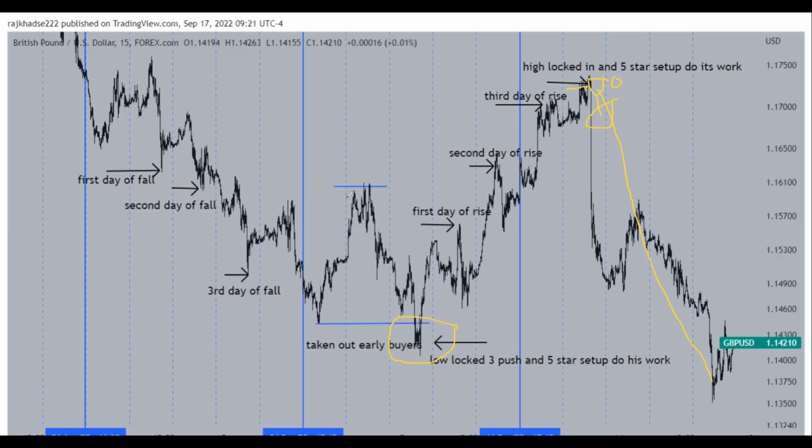This is a 5-star setup because this is the previous week's high. You've already broken into that. This is the current week's high. You've already broken into that. This is the second day's high. High has been locked in. Again push. Here also three pushes happen and market goes to the downside very quickly.